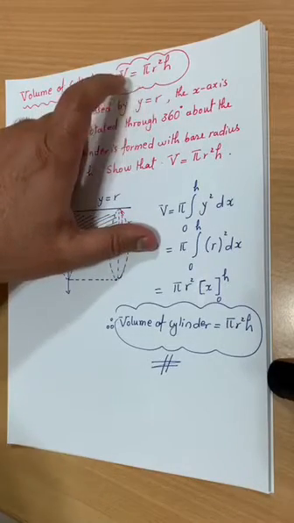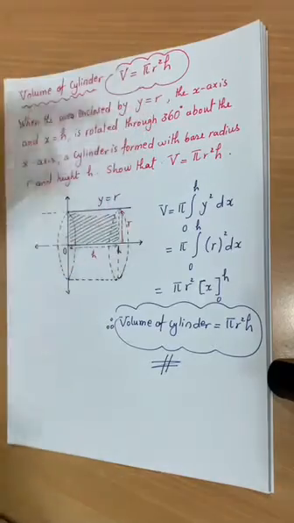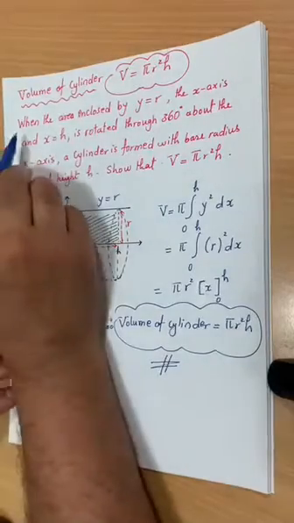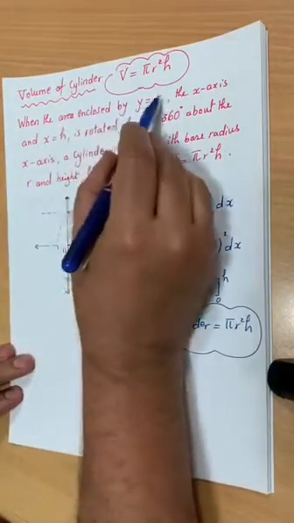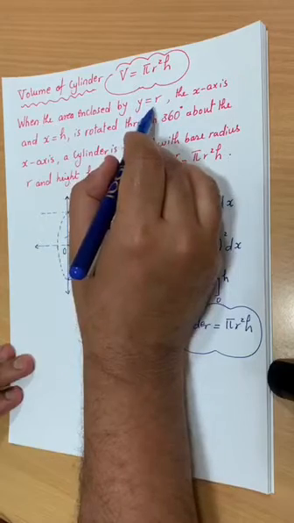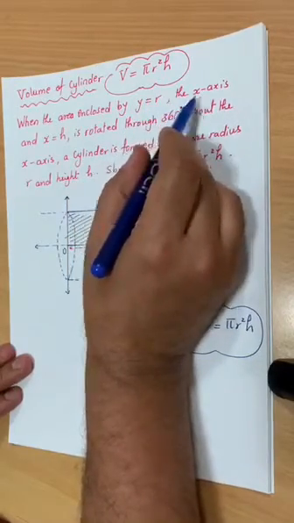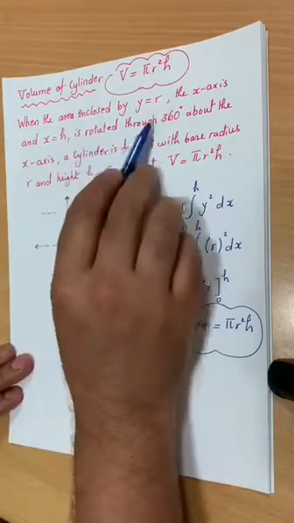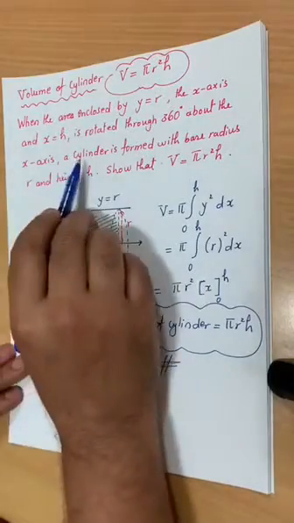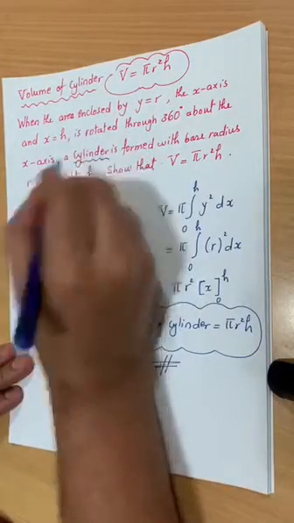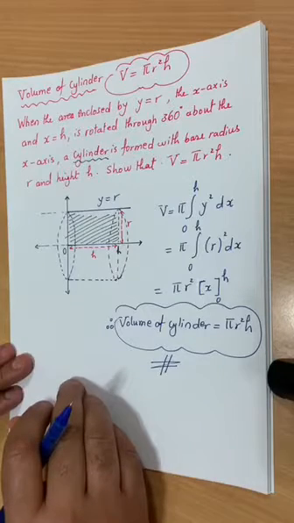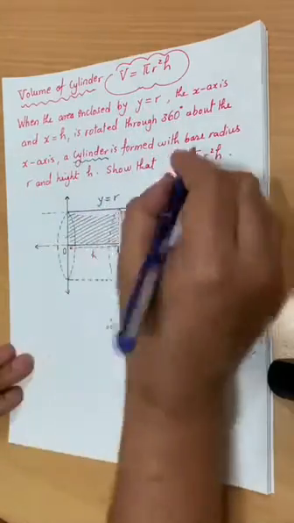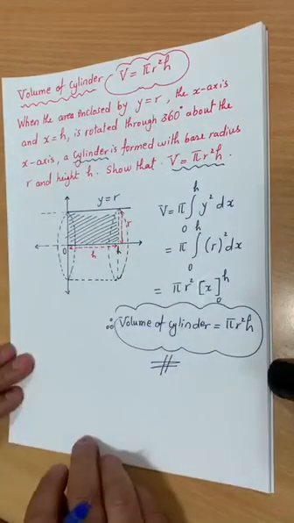As you see, we have 3 dimensions. R is repeated twice, which is the radius, and h is the height. The question says the area enclosed by y equals r, so the equation of the straight line is given to you, the x-axis and x equals h, is rotated through 360 degrees about the x-axis. A cylinder is formed. So this is a cylinder with base radius r and height h. Show that the volume of the cylinder is V equals pi r squared h.